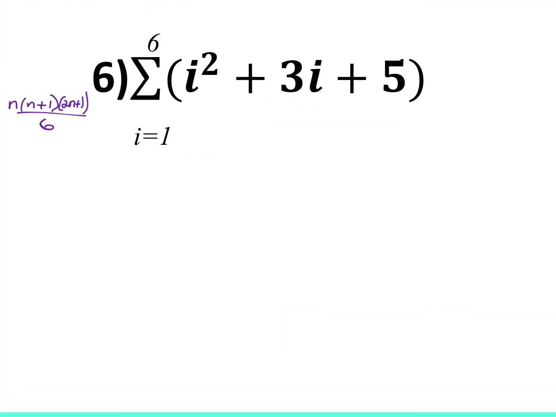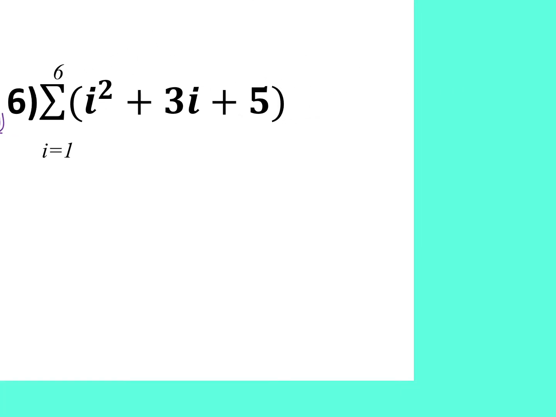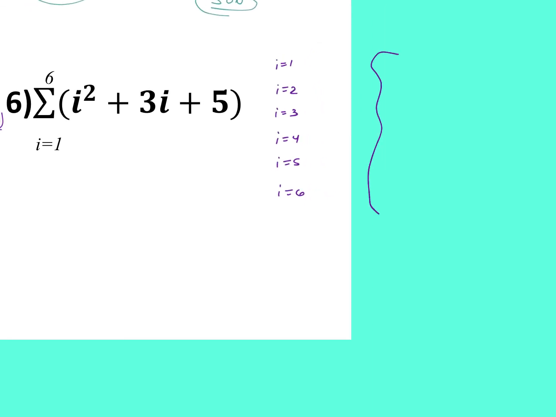Okay, now this last one, I'm going from 1 to 6. So again, I could plug in 1, plug in 2, plug in 3, plug in 4, plug in 5, plug in 6, and then add them all together. If I didn't know my shortcuts, that's certainly what I would do. I would make my i equal 1, 2, 3, 4, 5, and 6, and then at the end, I'd take all these numbers and add them together.